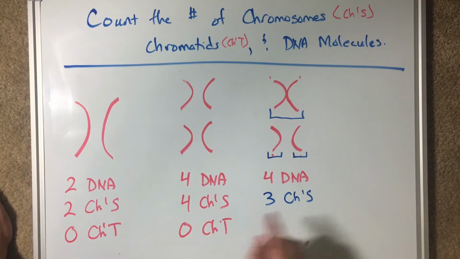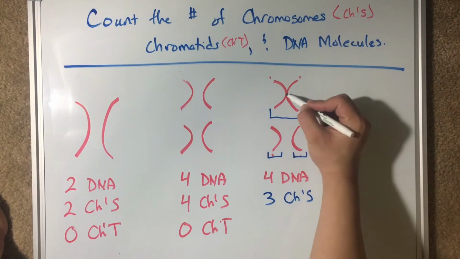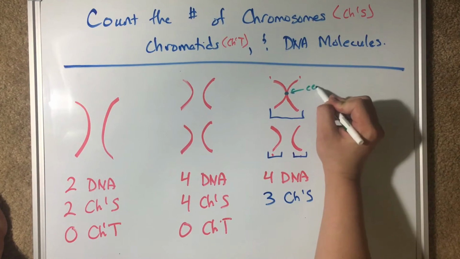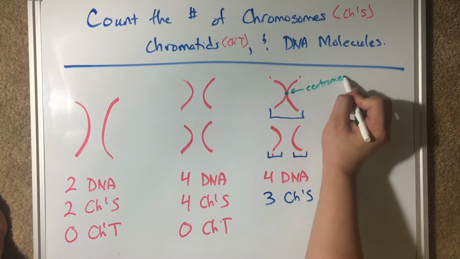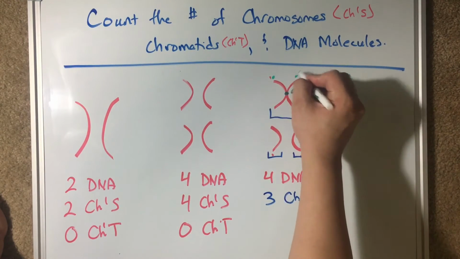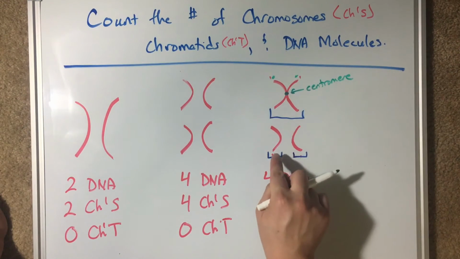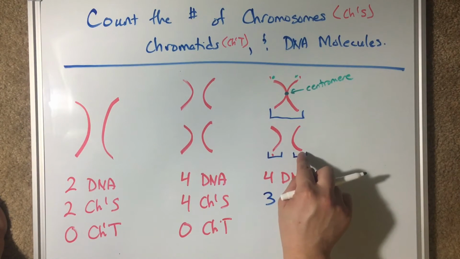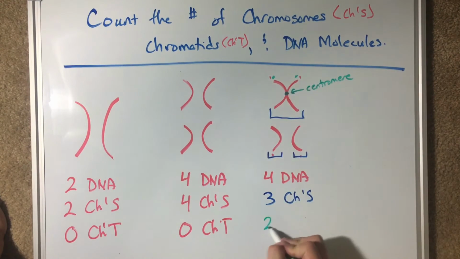Now, how many chromatids do we have? Well, in order for it to be a chromatid, it's got to be connected at that centromere. Okay? So we have here 1, 2, but that's not a chromatid because it's not connected at a centromere, and that's not one either. So we only have 2 chromatids.